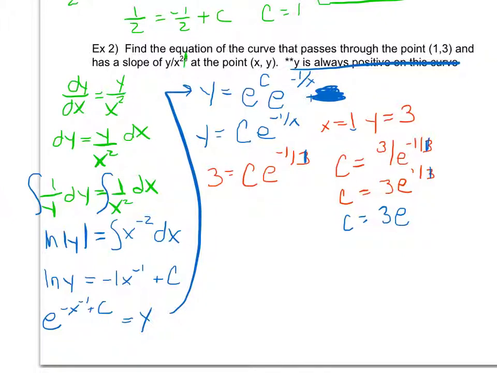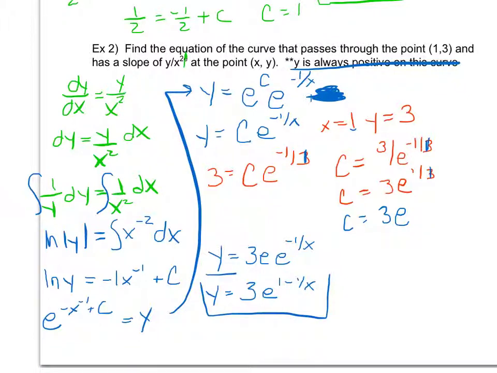So now writing out my particular solution, I'm going to use the equation that I got right here, but in place of c, I am going to plug in 3e. Giving me y equals 3e times e to the negative 1 over x. Remember that same bases being multiplied, I can put them together as one base. So I would probably rewrite my answer as y equals 3e to the 1 plus negative 1 over x, which ends up being 1 minus 1 over x, and that would be my particular solution for this equation.